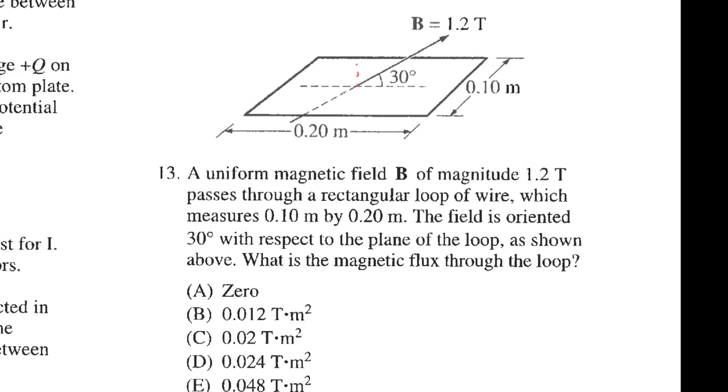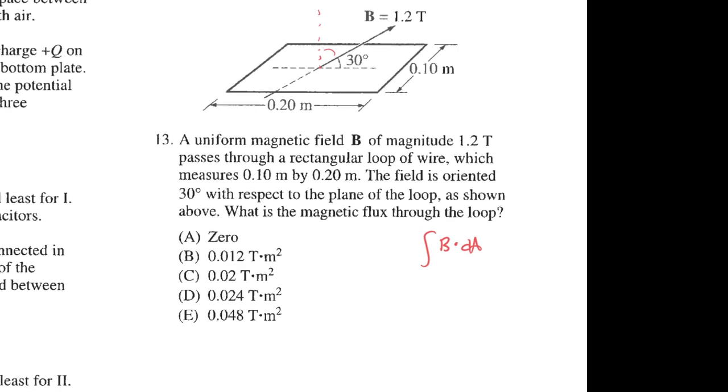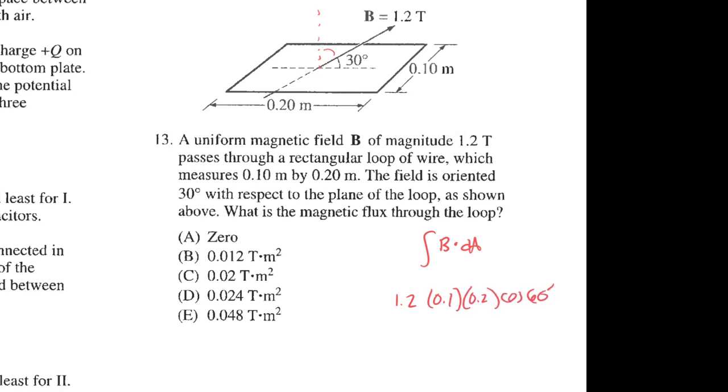We would actually want this angle, the one that is perpendicular to the area, because when we do flux, remember, it's B dot dA, and the direction of an area is normal to the area. So aside from that, I think we would then do 1.2 times 0.1 and 0.2 times the cosine of 60 degrees. Is that one of those answers? B. Woohoo!